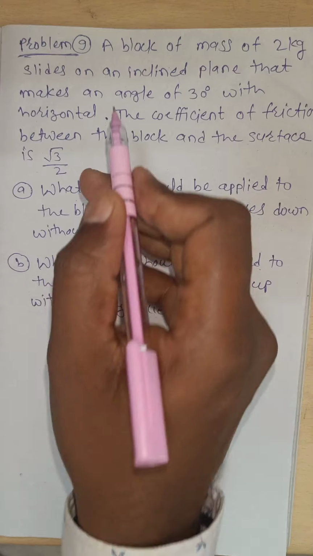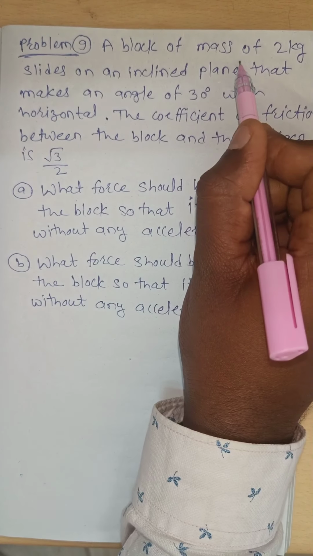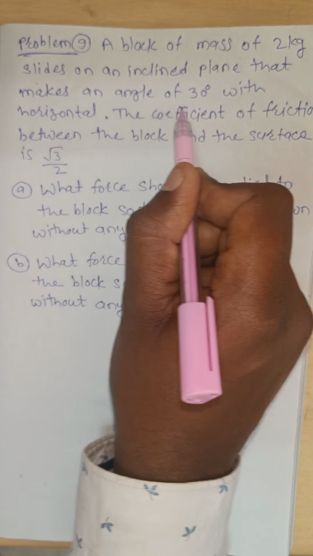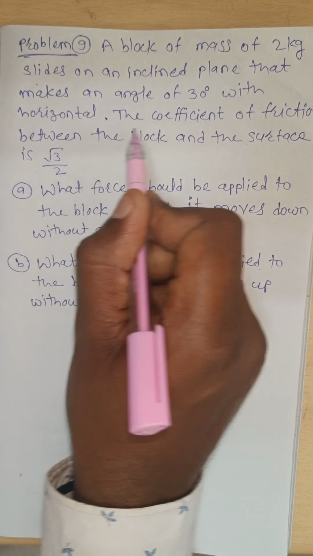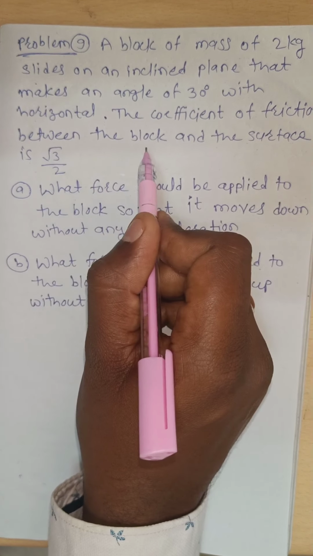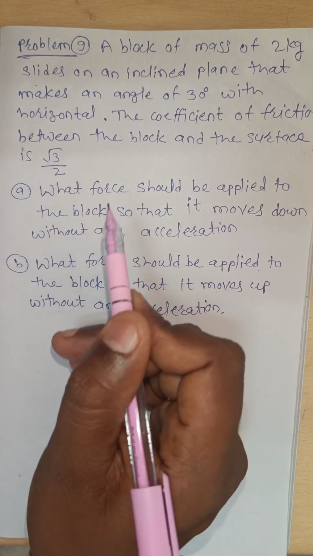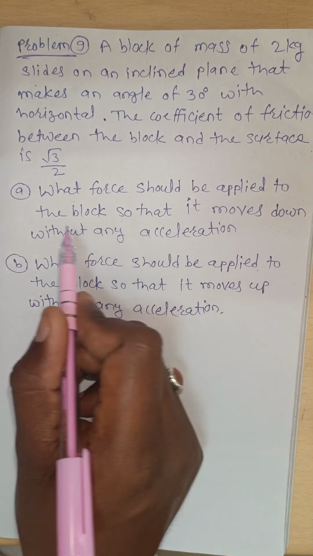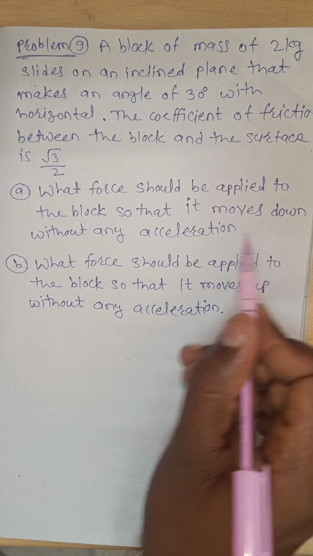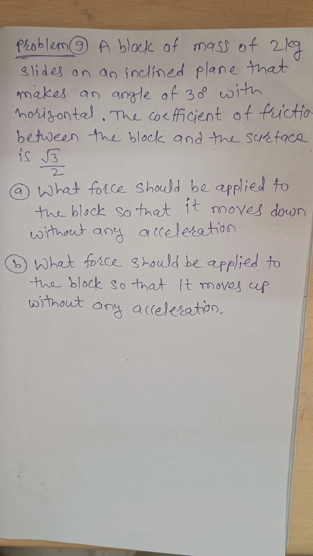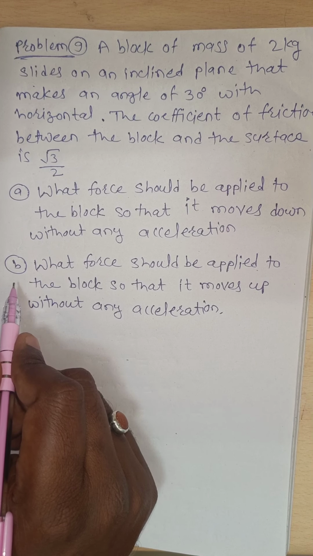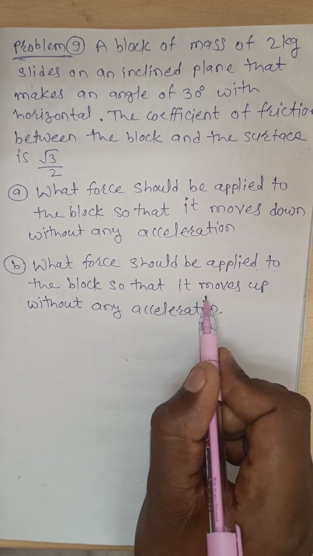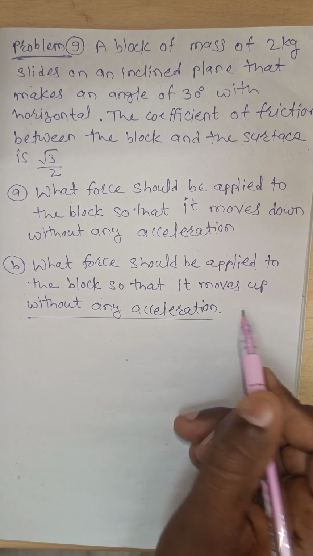Now next, problem number 9. A block of mass 2 kg slides on an inclined plane that makes an angle of 30 degrees with the horizontal. The coefficient of friction between the block and the surface is root 3 by 2. Question 1: What force should be applied to the block so that it moves down without any acceleration? Now the second question: What force should be applied to the block so that it moves up without any acceleration?